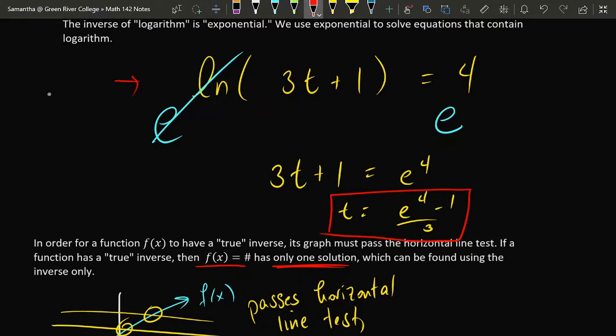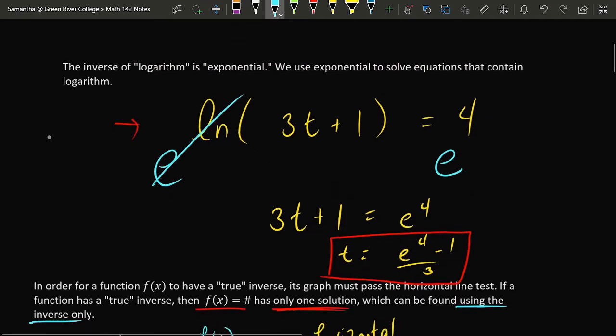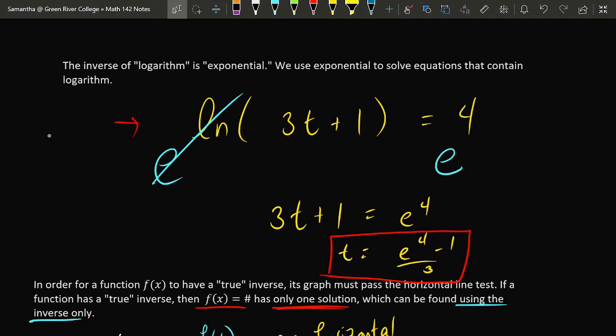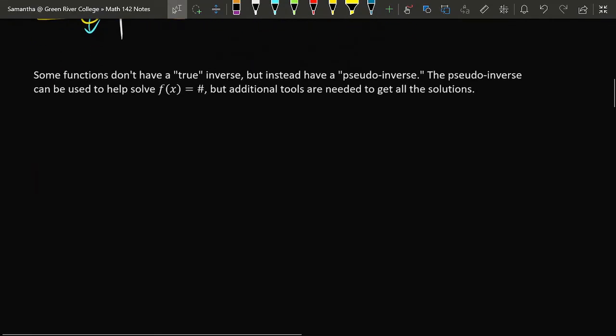And not only that, that singular solution can be found using really only the inverse. In the previous example, if we wanted to get t out from inside the natural log, the only tool that we needed to use besides some basic arithmetic was the inverse, the exponential function. One tool to find one solution. But that's a property that's pretty special to functions that actually pass the horizontal line test and have true inverses.